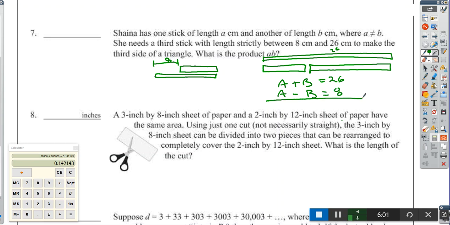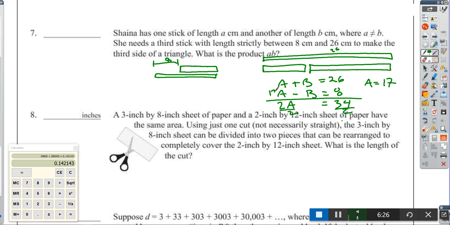All right, so let's add this together. We just have a system of equations in standard form. A plus A is 2A. B minus B is 0. See how that cancels out nicely? 34. So divide by 2, and you get A is equal to 17. All right, so let's plug in 17 and see what B is.